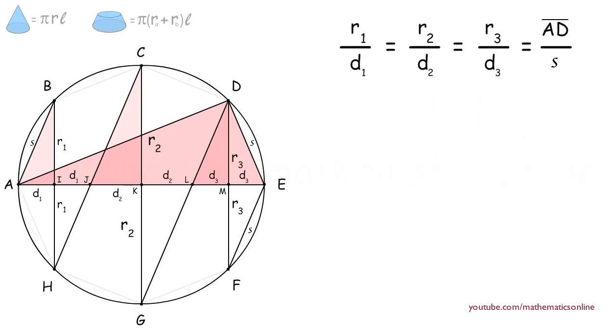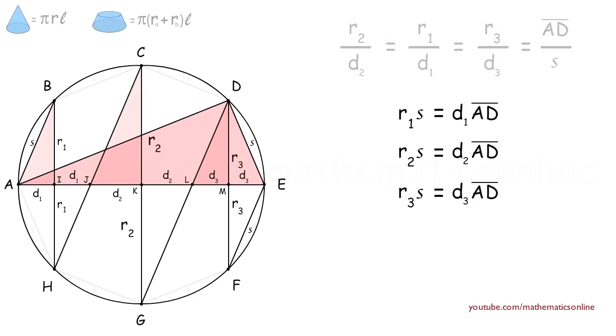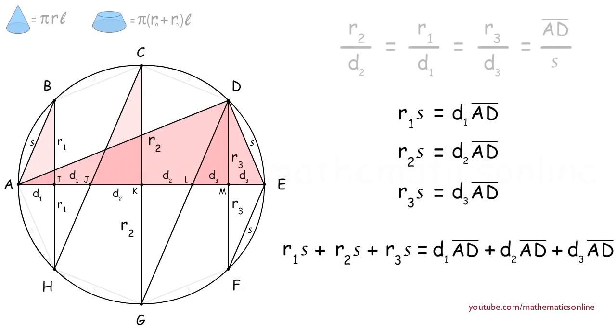Next, we will cross multiply each of these terms, so we have R1s is equal to D1AD, R2s is equal to D2AD, and R3s is equal to D3AD. Next, we will add these equations together, and we have R1s plus R2s plus R3s is equal to D1AD plus D2AD plus D3AD. On the left-hand side, we can factor out and divide by s. And on the right-hand side, we will factor out line AD.